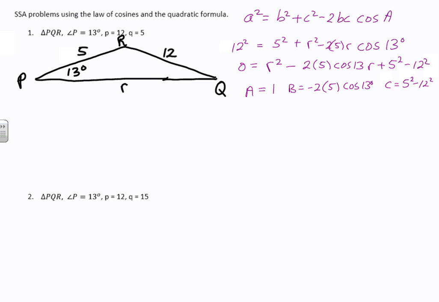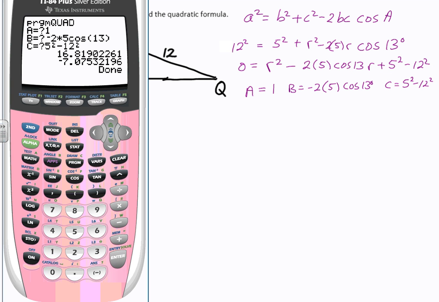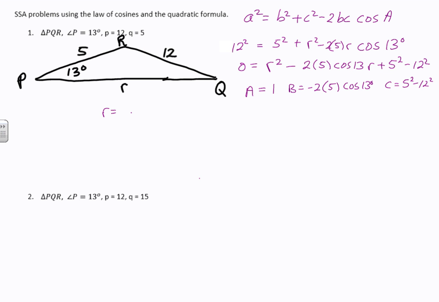So R is equal to 16.8, or R is equal to negative 7.0, I think it was. Well, R can't be negative, so I get rid of that. So what this is telling me is that I've got one triangle. The R side is 16.8, and I got that from the given information. Now I would find angle Q by doing the law of sines.